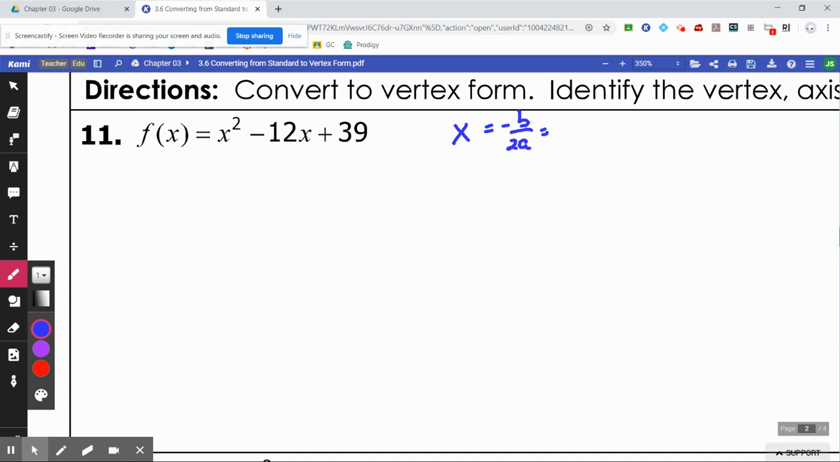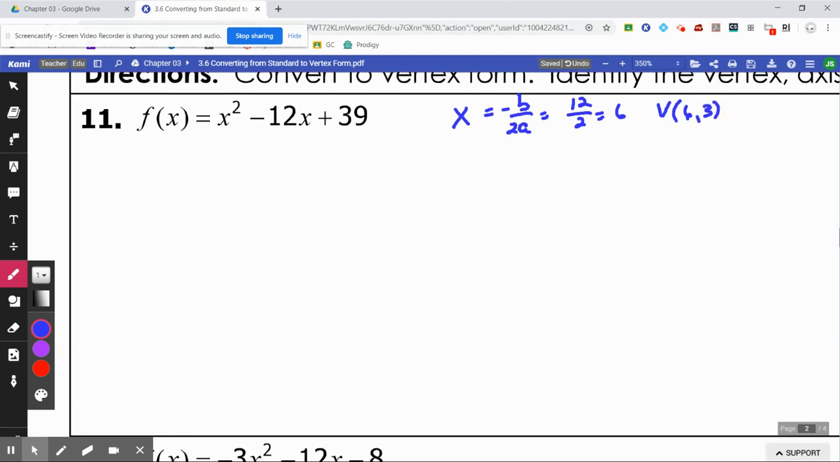Negative b over 2a would be 12 over 2, which is 6. And you could fill that in to find the vertex, which would be 6 comma. When you plug it in, you should get 3. So your vertex is going to be 6, 3. However, we've got a new method. Okay, and let's go through that new method again.